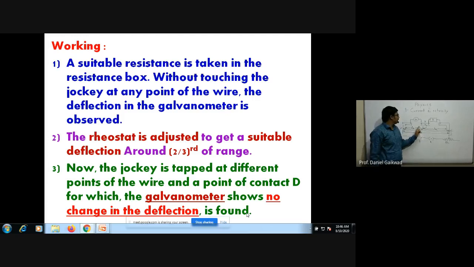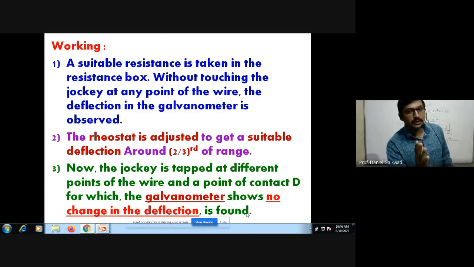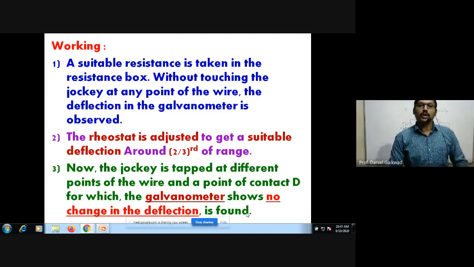For which the galvanometer will show no change in deflection. Suppose the galvanometer is set to 20 divisions, and for point D also it remains on 20 divisions. So that is called the equal deflection method. We have to set point D such that the galvanometer shows the same deflection, or no change in deflection, either when we connect the metal wire or disconnect it. The galvanometer shows 20-degree deflection, no change in deflection. So that is the important condition.